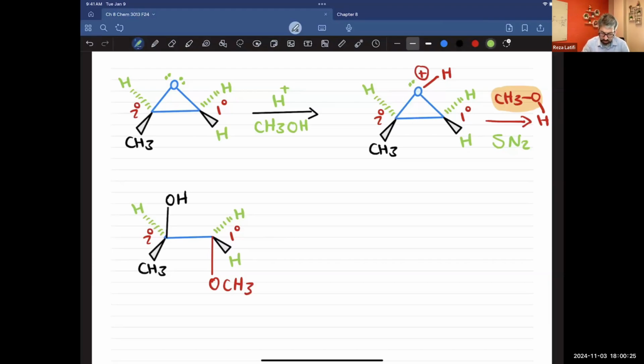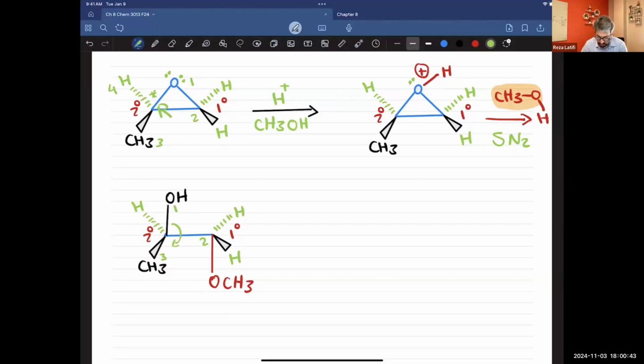Now, what was the configuration for this stereo center? We have 1, this is 2, and that one 3, and that's 4. So this is going to be our configuration. And now, how about here? 1, this is 2, and then 3 here. Again, this is our configuration.